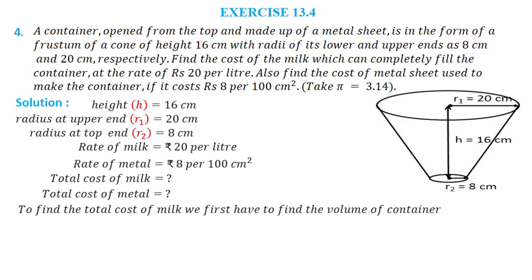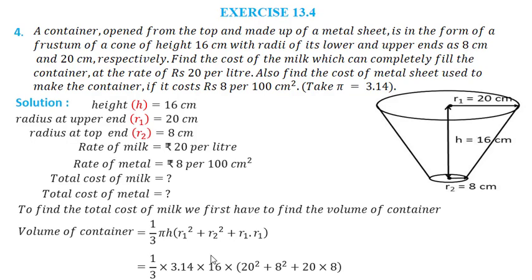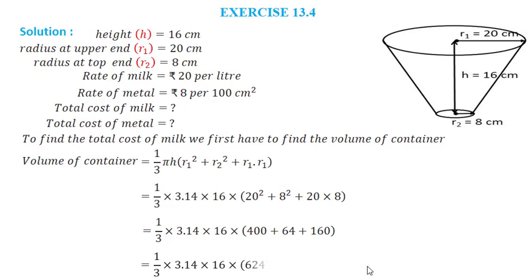So to find total cost of milk, we first have to find volume of container. The volume of container is equal to 1 upon 3 pi h, in bracket we have R1 square plus R2 square plus R1 into R2. Let us put the respective values. So 1 upon 3 into 3.14 into 16 into, in bracket we have 20 square plus 8 square plus 20 into 8. This gives me value as 1 upon 3 into 3.14 into 16 into, this addition is 624. After calculation I get 10,449.92 centimeter cube.